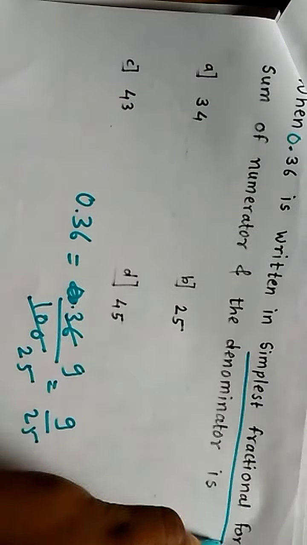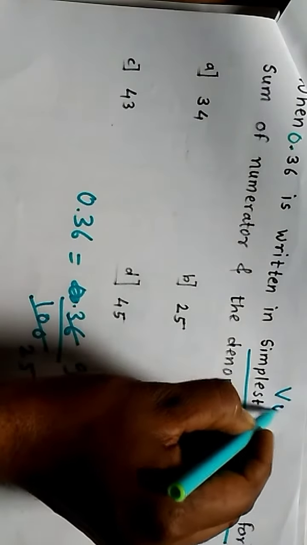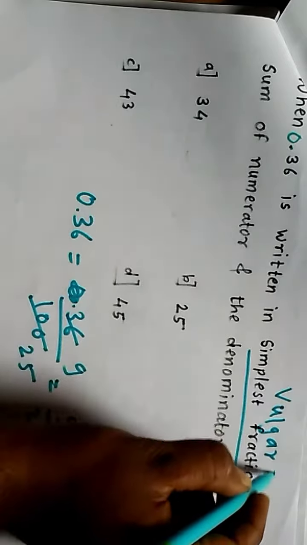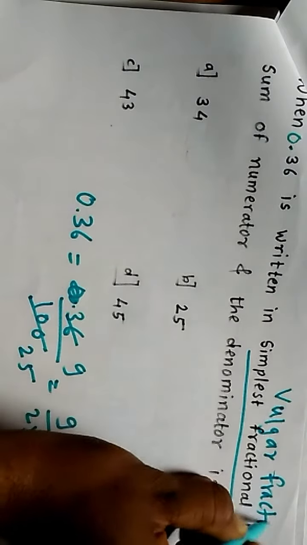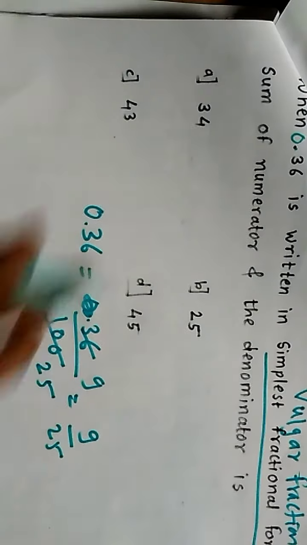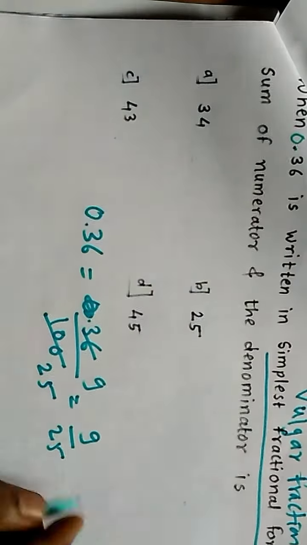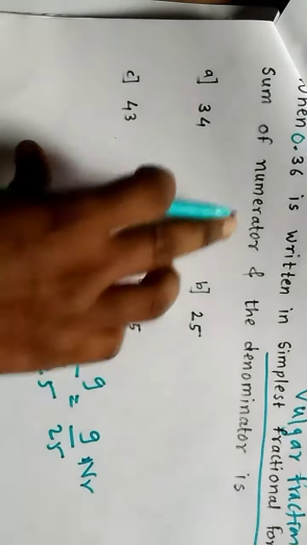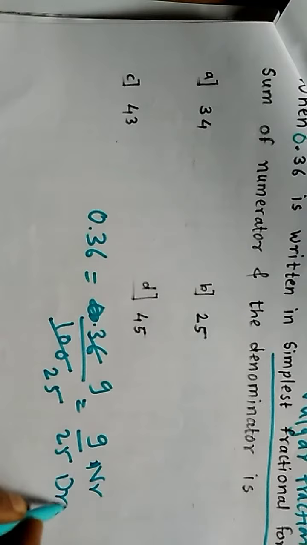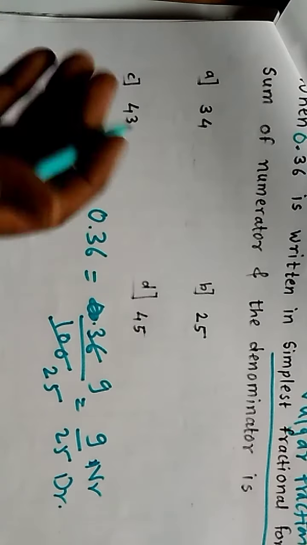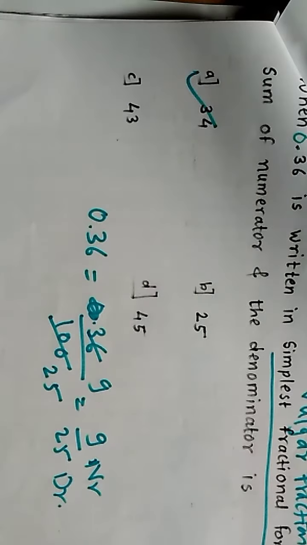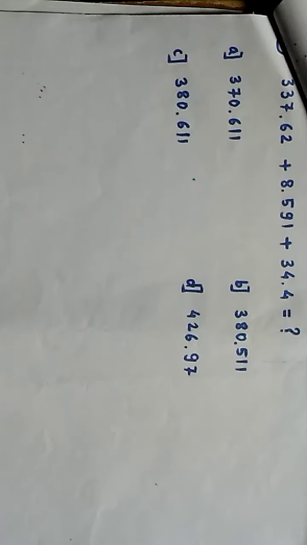The simplest fraction form is nothing but the vulgar fraction, both are the same. The sum of the numerator, this is the numerator, and the denominator, this is the denominator. So 9 plus 25 is 34. So option A is the accurate answer here.